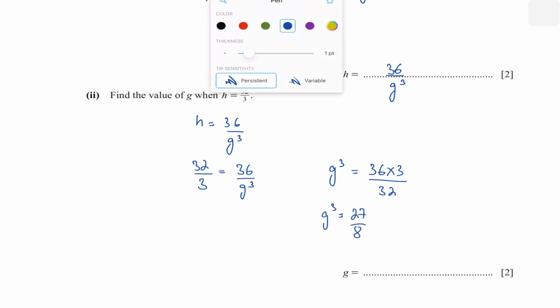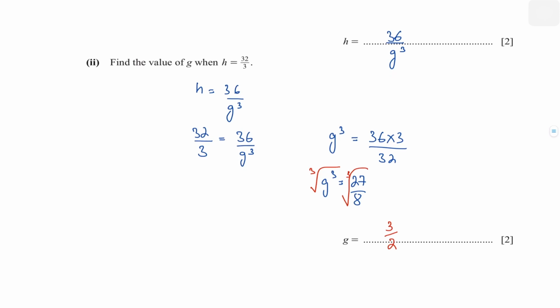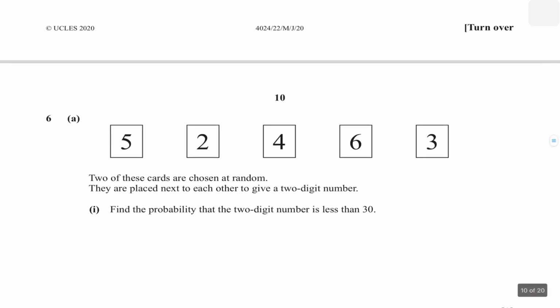Now if I want the value of g, that means I'll have to take the cube root on both sides. So that's going to be equal to 3 upon 2, since the cube root of 27 is 3 and the cube root of 8 is 2.